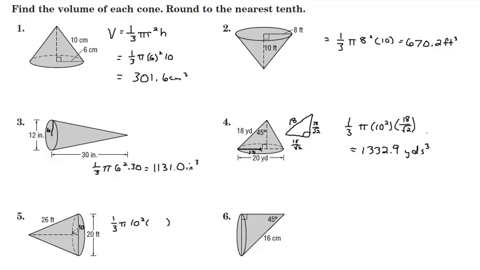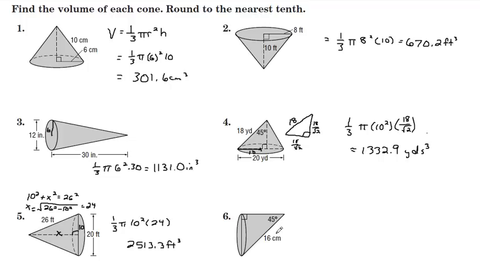We do have a right triangle here. Height is right here. We'll call it x, and 10 squared plus x squared yields 26 squared. x is the square root of 26 squared minus 10 squared, and that comes out to 24, and that is our height, 24. Putting it all together, 1/3 pi times 10 squared times 24 yields 2,513.3 feet cubed.